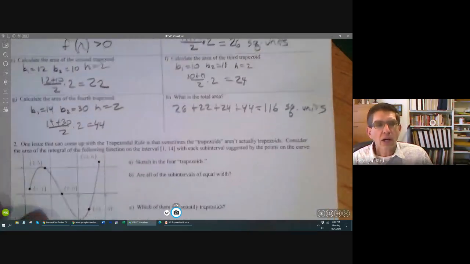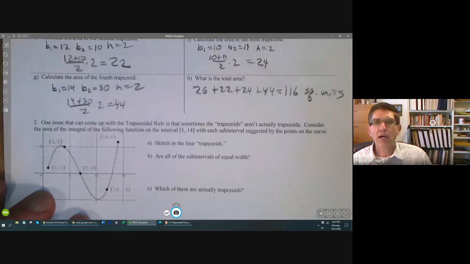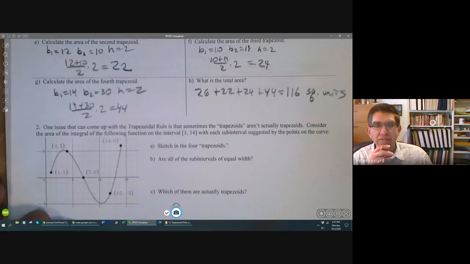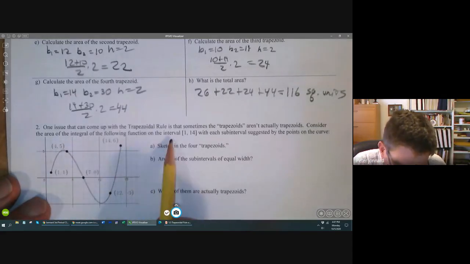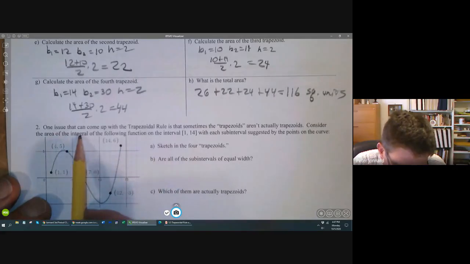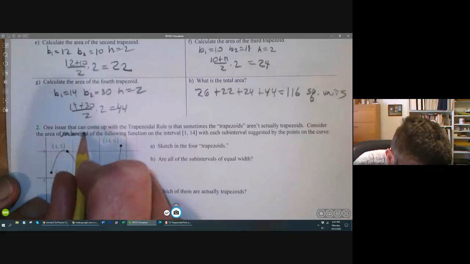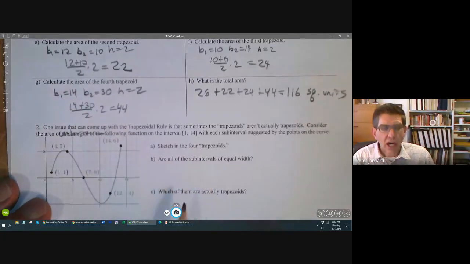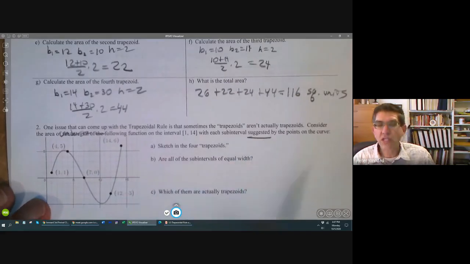Okay, all right. Now, one issue that can come up with the trapezoidal rule, and you don't have to really worry about it, but I want you to think about this. Sometimes what we are calling a trapezoid is not, in fact, a trapezoid. Consider the area under the curve of the following function on the interval from 1 to 14, and each subinterval suggested by the points on the curve. So if you see something like that, please be mindful. That is hinting to you, do not assume that each of these has the same width.